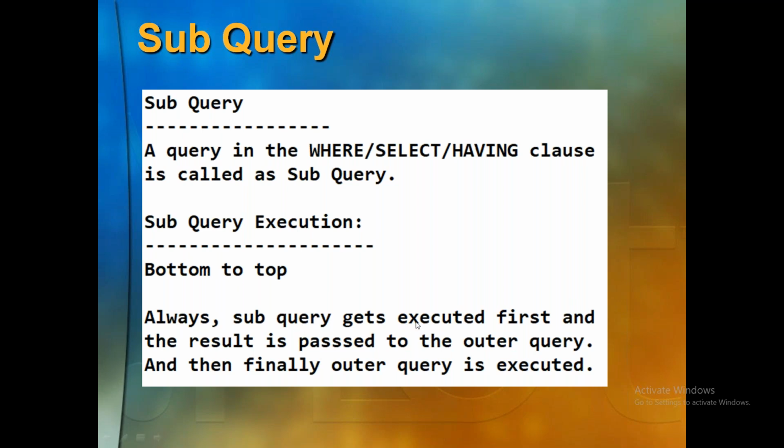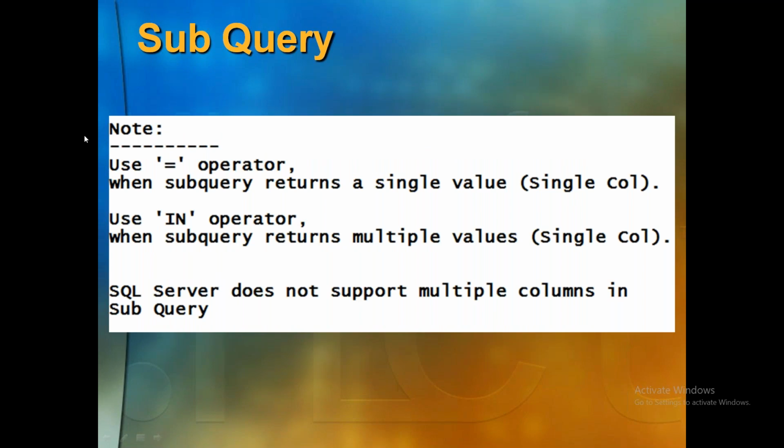Always the subquery gets executed first, and the result set is passed to the outer query, and then finally the outer query is executed. Clear? So this is very, very important. Now use the equals to operator when the subquery returns a single value, single column. Use the in operator when the subquery returns multiple values but a single column.